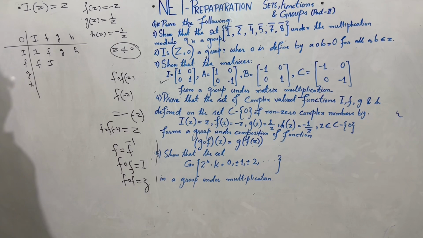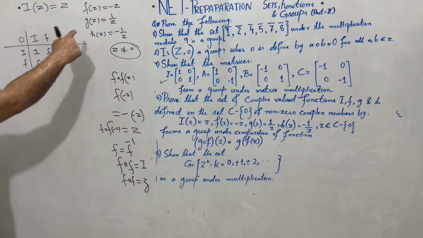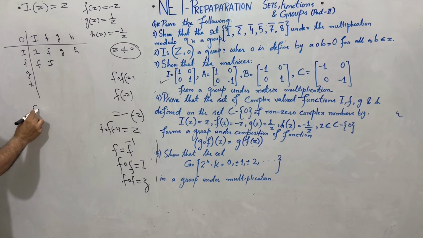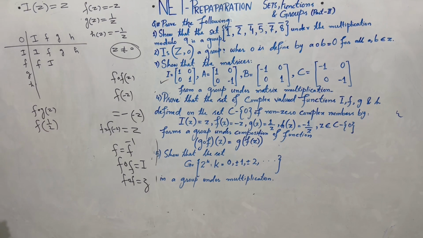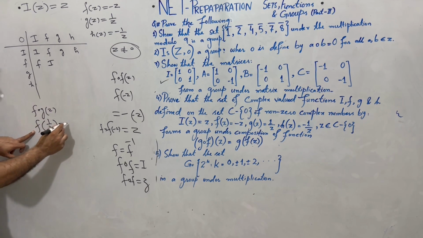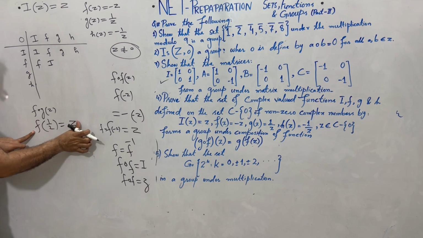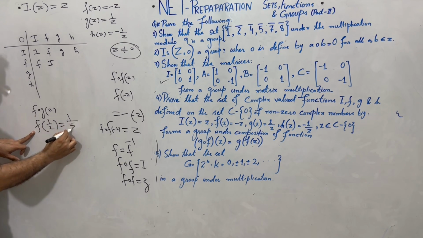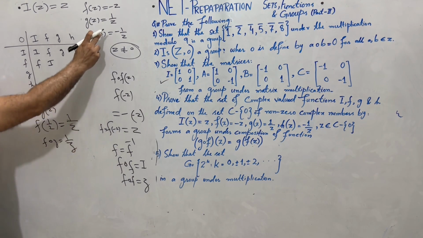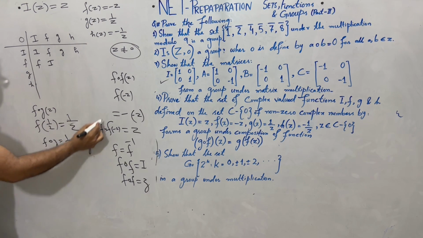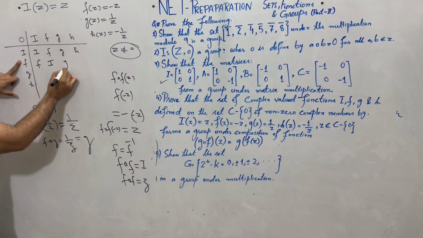What about this? F times G, the composition of F and G. We have f of g of z. The value of g of z is 1 over z. It means that in the function f, we plug in 1 over z instead of z. f of z is equal to minus z, so instead of z we plug in 1 over z. So F∘G is equal to 1 over z, which is equal to G. So F times G is G.